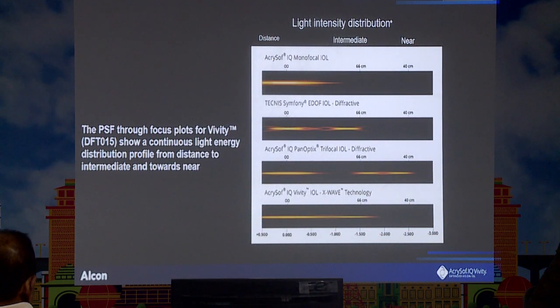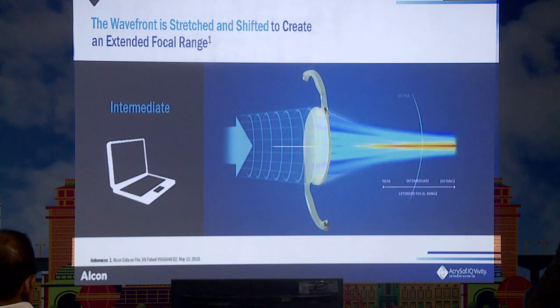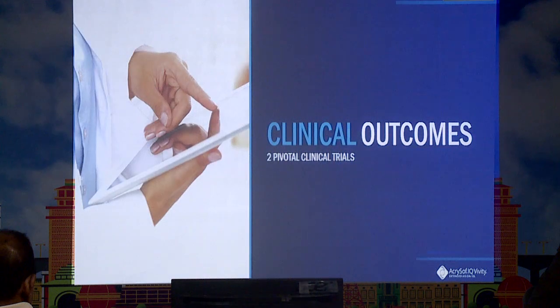This point focus spread shows that this lens, VBT IOL, is able to give good distance, intermediate, and to large extent near vision also. But of course it is not giving as good near vision as the Panoptics lenses, but definitely, as compared to the other lenses, it is offering that. This is again animation, so skip that.